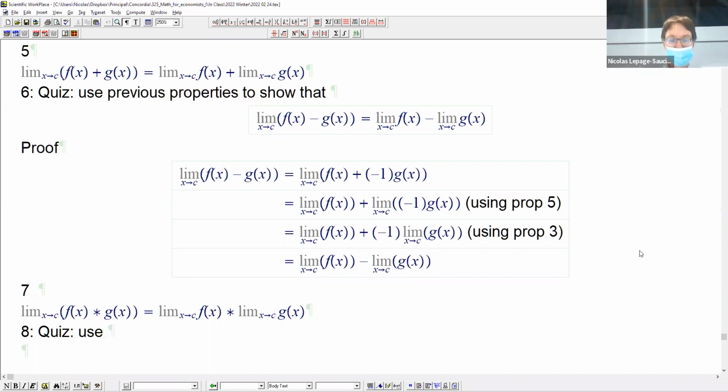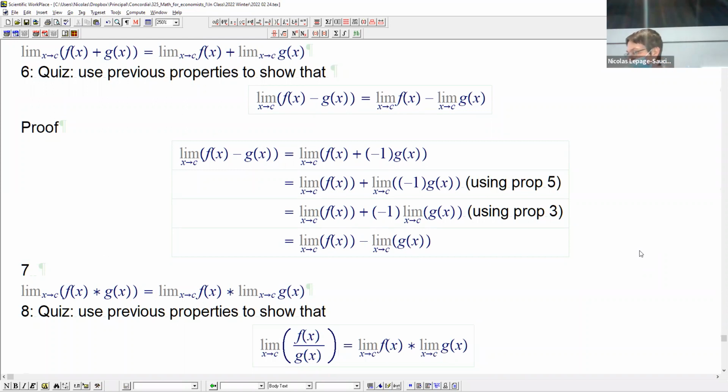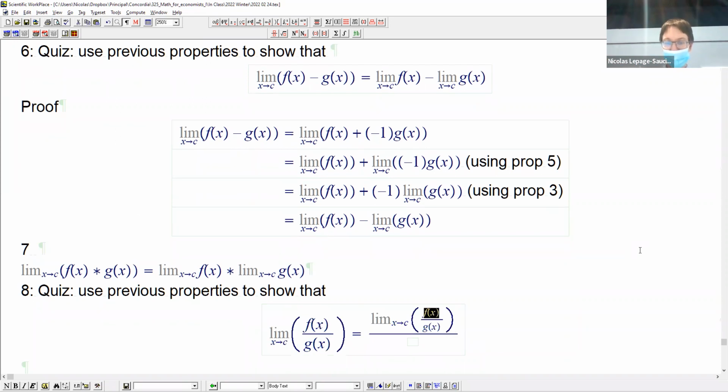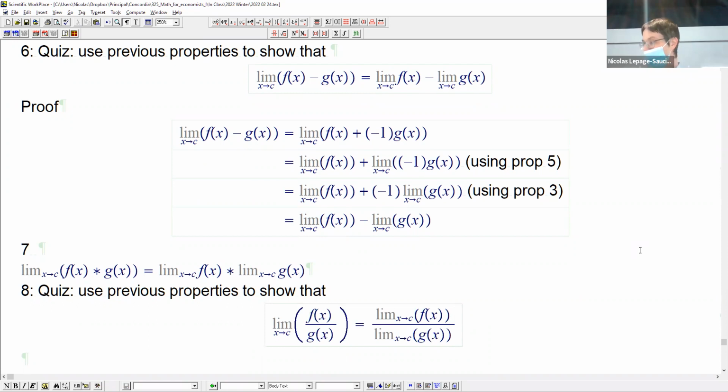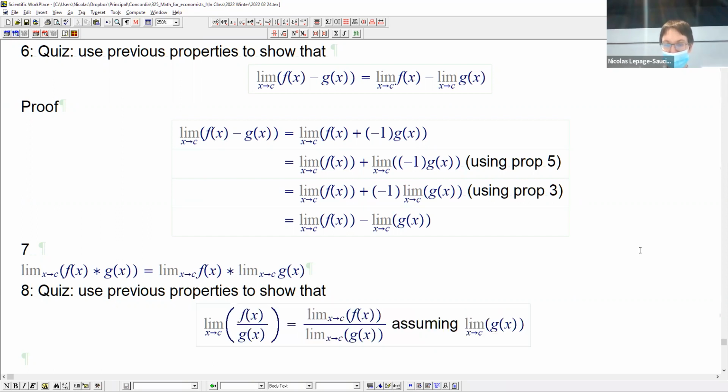Use the previous properties. Show that the limit of f of x divided by g of x equals the limit of f of x divided by the limit of g of x, as long as the limit of g of x is not zero.